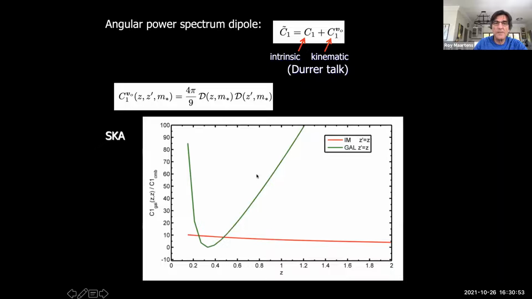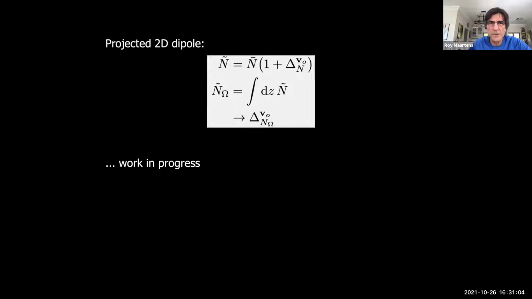But of course, doing it in redshift slices is likely to face quite a lot of problems from shot noise. So we can project this into two dimensions by using the projection, the integral of the boosted number counts with redshift to give us the angular boosted number counts and then get a projected two-dimensional dipole. This is work in progress and I can't tell you what the outcome is yet, but I'm going to try and connect this to existing work on two-dimensional dipoles.